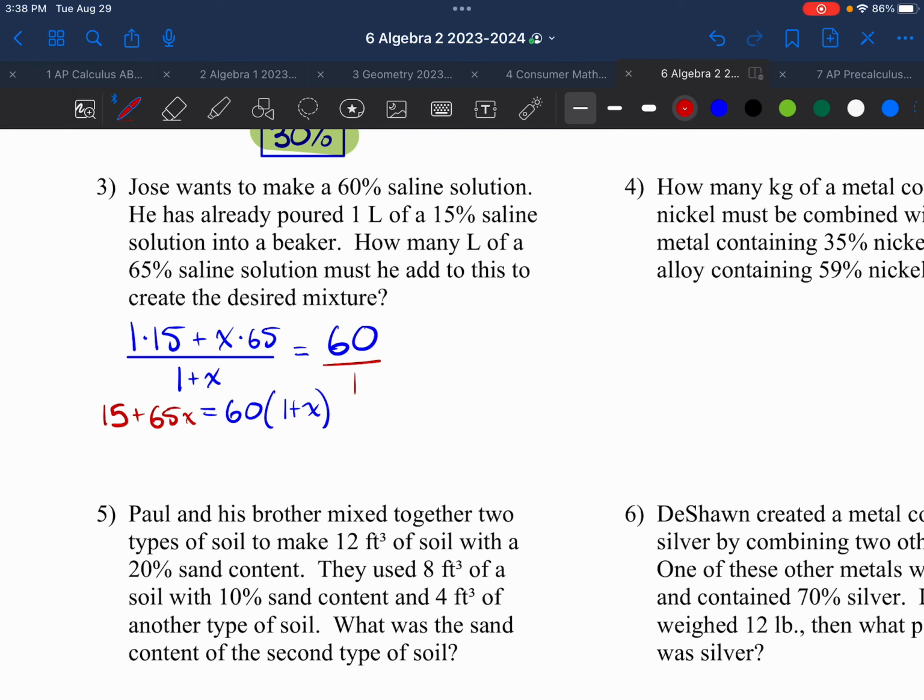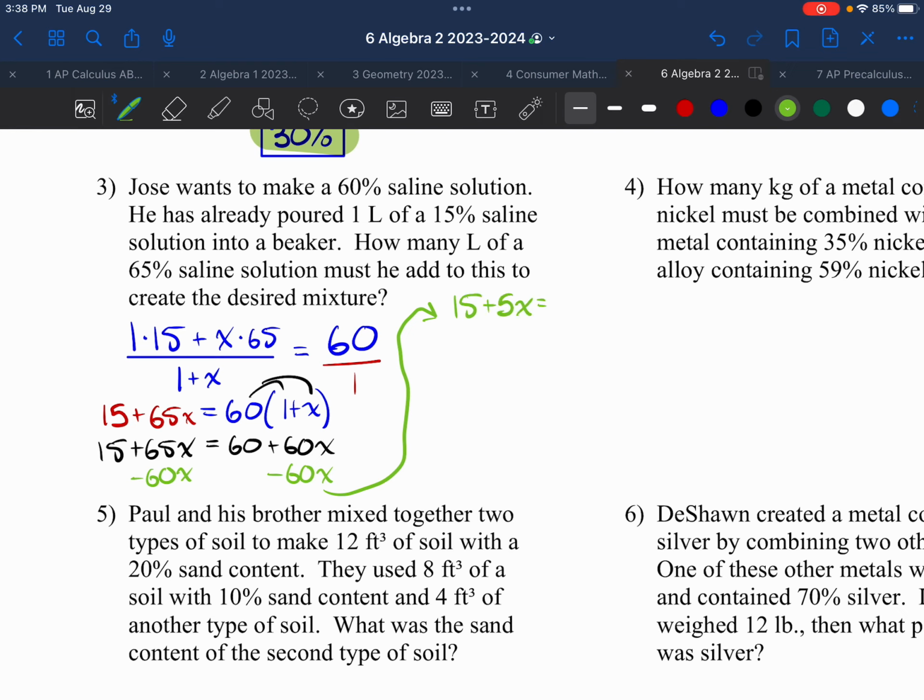And then from there, I'm going to distribute. Let's see, 60 times 1 is 60. 60 times x is 60x. And I still have the 15 plus 65x. From there, I can move our x's over. I'm going to subtract 60x on both sides. And I ran out of room, so I'm going to move this up here. And I'm going to say that 15 plus 5x is on the left-hand side. The right-hand side is just 60.